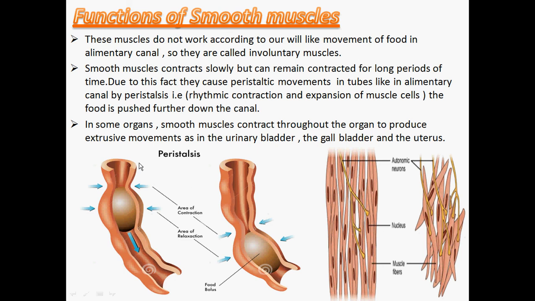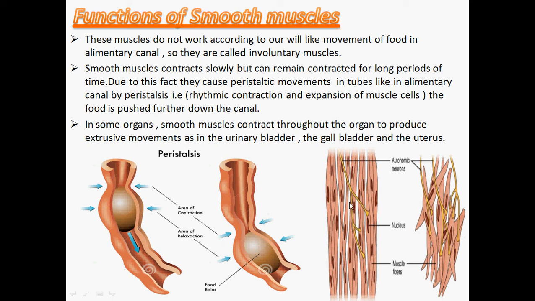And this conduction of the food is possible because of the peristaltic movement. And what is the peristaltic movement? You can see in this figure, this is the area of contraction and this is the area of relaxation. This rhythmic contraction and relaxation is named as a peristaltic movement. So these smooth muscles contract slowly but can remain contracted for long periods of time. Due to this, they cause peristaltic movements in tubes like the alimentary canal, that is the rhythmic contraction and expansion of muscle cells. The food is being pushed further down the canal in this way.